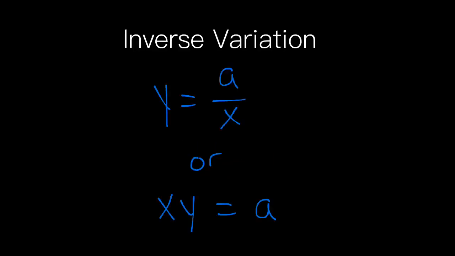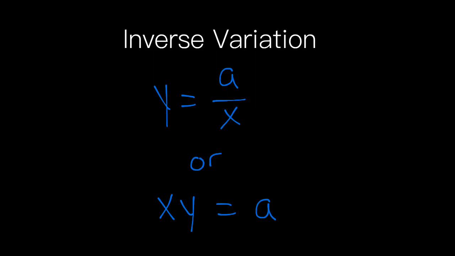Inverse variation is then the relationship where as one of the variables gets larger, the other one is going to get smaller. That's how gravity works: as the distance between two objects increases, the force of gravity between them decreases. Or in your class, as the number of distractions increases, the amount of learning going on decreases. So they're inversely related. If one gets bigger, the other one gets smaller.